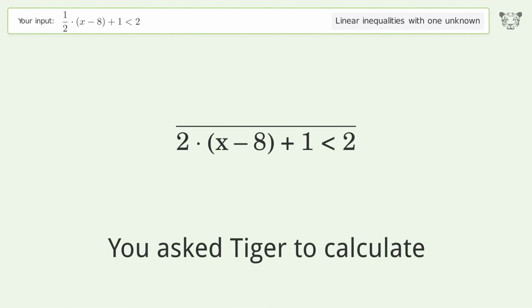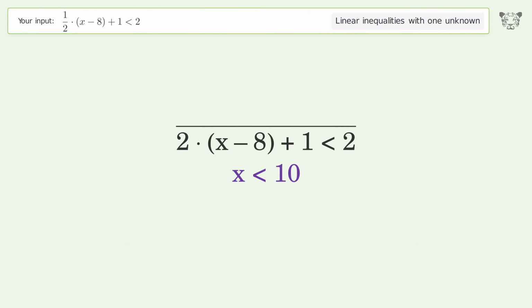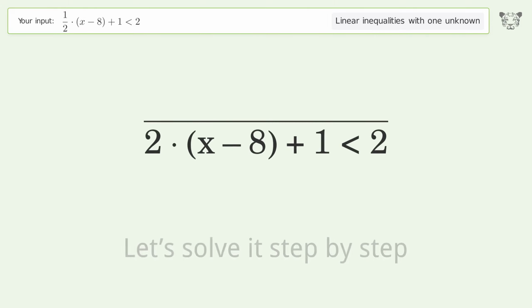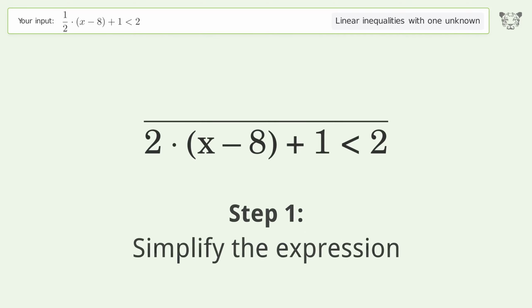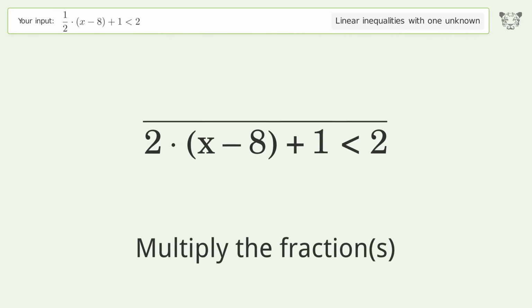You ask Tiger to calculate. This deals with linear inequalities with one unknown. The final result is x smaller than 10. Let's solve it step by step. Simplify the expression. Multiply the fractions.